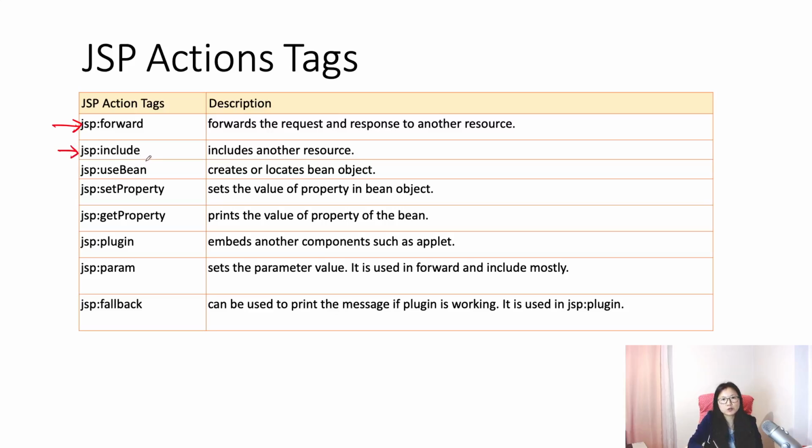Different. JSP include can include another static file like HTML, another JSP, or another servlet. But this JSP include happens at runtime. It's more suitable for dynamic resources, and it doesn't include the source code. Because when we use the JSP include directive, it happens at translation time and it actually includes the source code. Here, JSP include includes the response from the other resource. Okay, it doesn't include the source code.